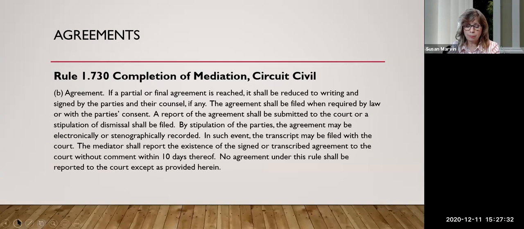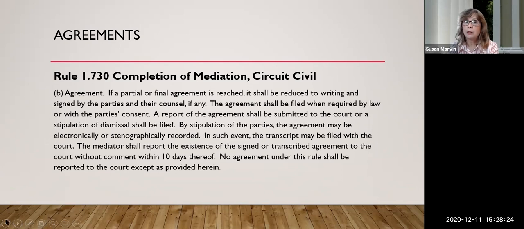Thank you. And B talks more about the agreement than the report. This part of the rule says that the agreement shall be filed when required by law or with the party's consent. And this is just a recognition that with higher civil cases, the agreement isn't required to be filed in every case as it might be in another case type. That's why you have to pay attention to what case type you are in and the appropriate rule that applies to it. So if you're in a higher level civil case, then you only file the agreement if the law requires it or with the party's consent.